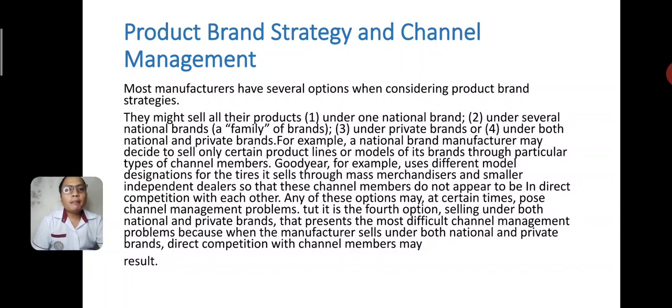So, ito yung mga sample ng paano nila ginagawa yung pagbabrand ng kanilang mga produkto. Una is under one national brand, several national brands, or family brands, or under private brands, or under both national and private brands. For example, a national brand manufacturer may decide to sell only certain product lines or models of its brands through particular types of channel members.